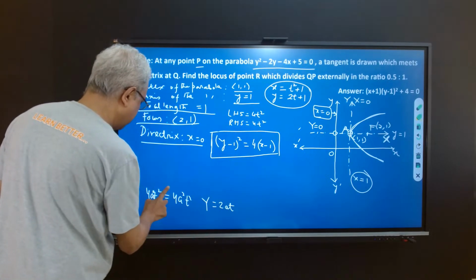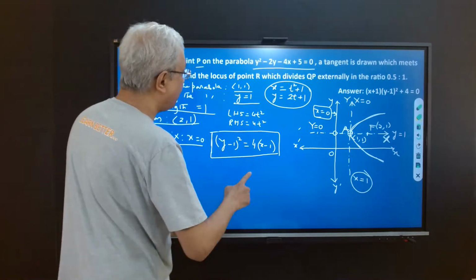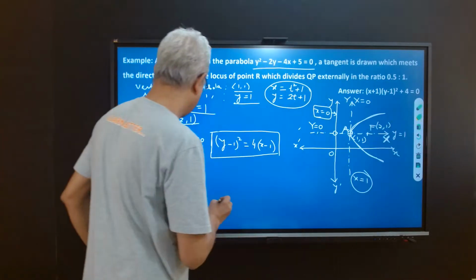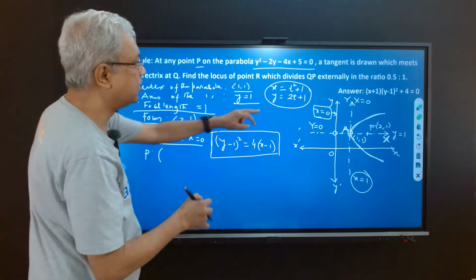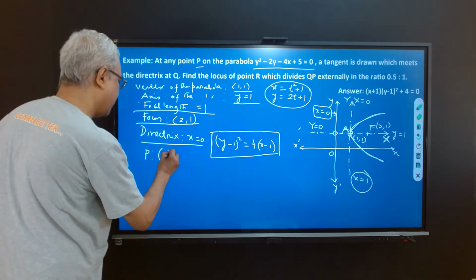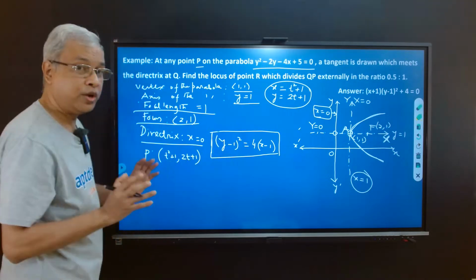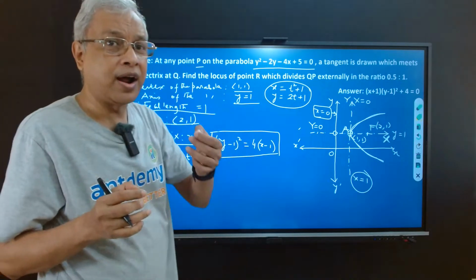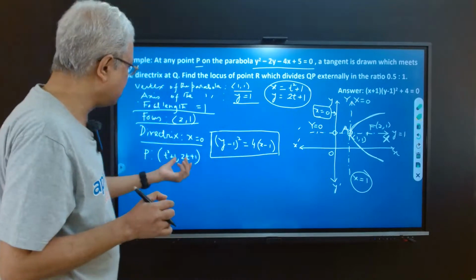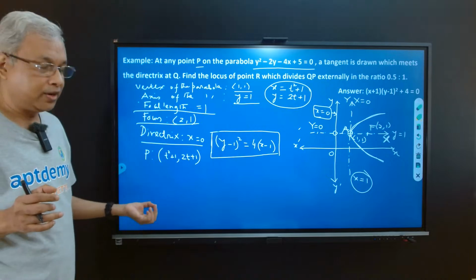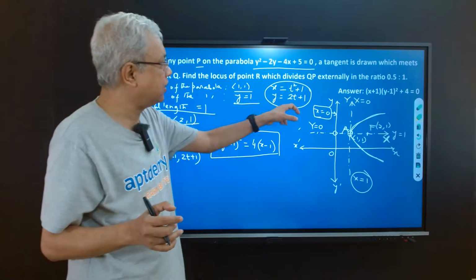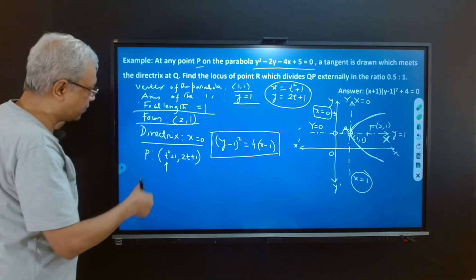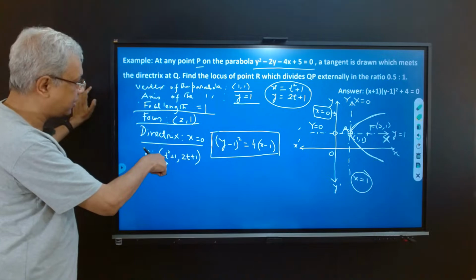So what I do, for the arbitrary point P, I can assume its coordinates to be (t square plus 1, 2t plus 1). So when you are handling problems with conic sections, including the circle, when you are supposed to take an arbitrary point on the curve, it is always better to take the parametric form of the point, the parametric coordinates. Here it is (t square plus 1, 2t plus 1). This is an arbitrary point. T is a variable or parameter, and for any value of t, you get different points on the parabola. And this is an arbitrary point on the parabola.